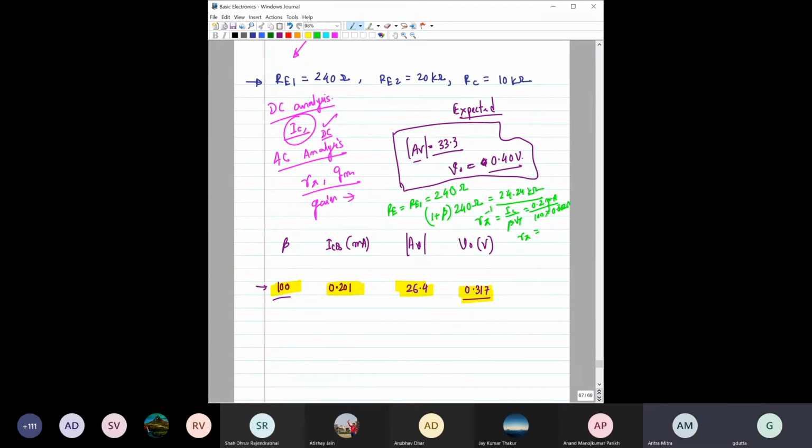Hey, you should always have a calculator in your... 13 kilo ohm. Around 13 kilo ohm, right?